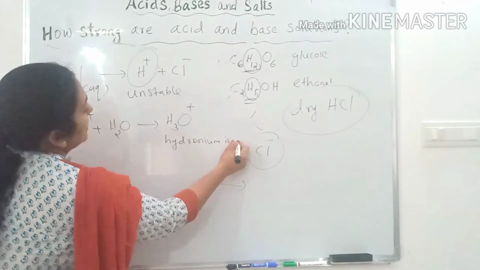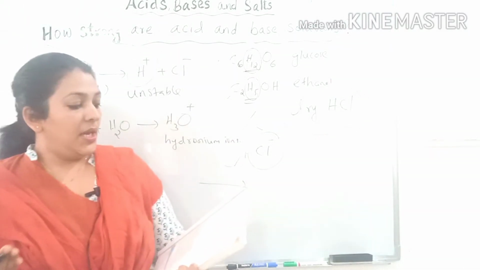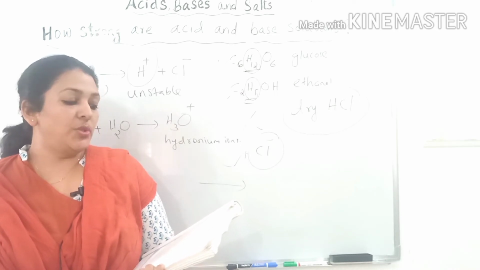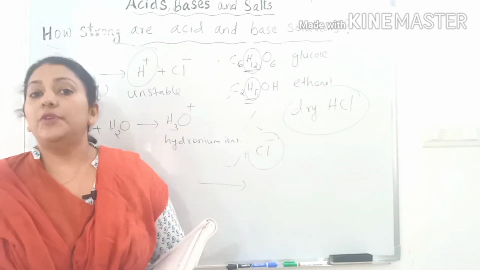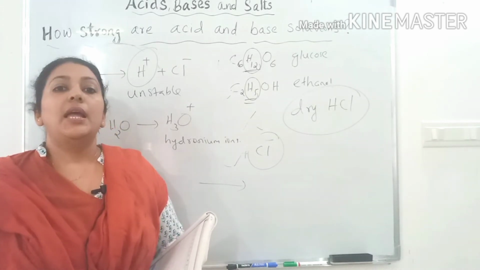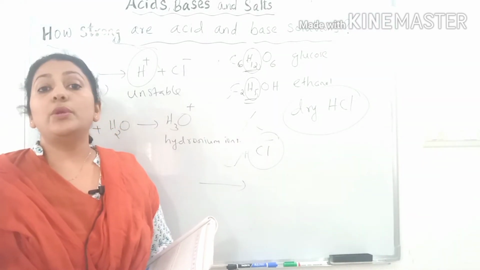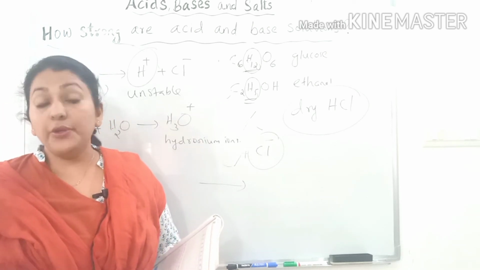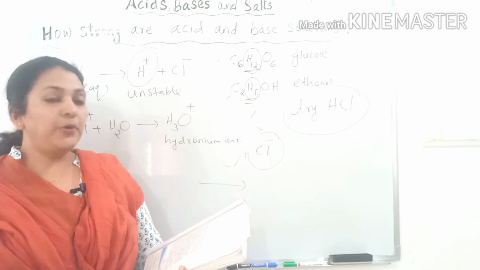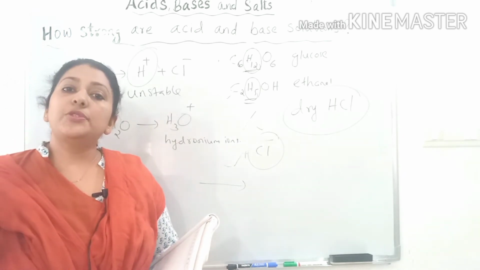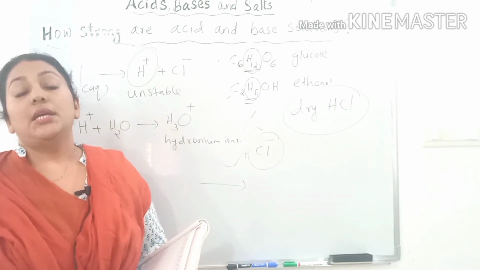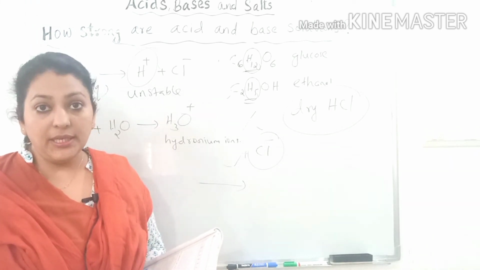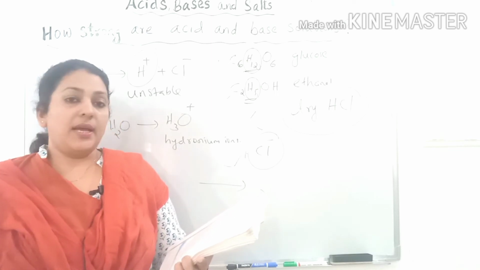Hydronium ions. Now the question is, how is the concentration of hydronium ions affected when a solution of an acid is diluted? We know that when we add water, the number of H plus ions per unit volume will decrease because you are adding more water. Clear, you are diluting. So what will happen to hydronium ions? The concentration of hydronium ions also will be decreased when you dilute an acid. Clear? Okay.